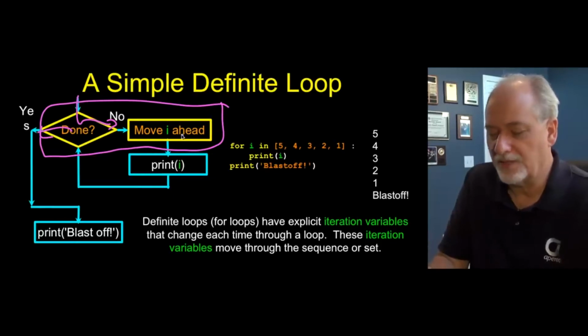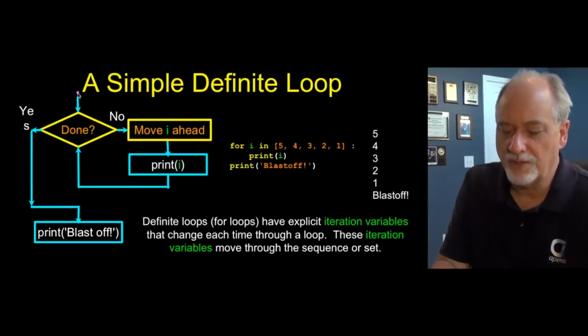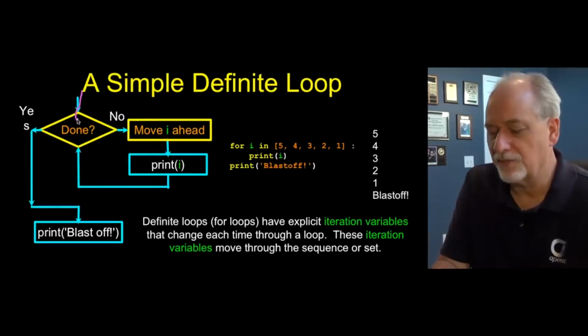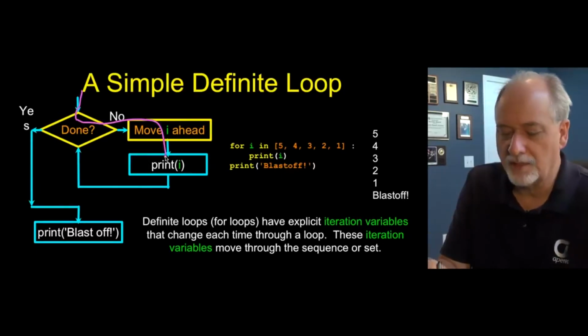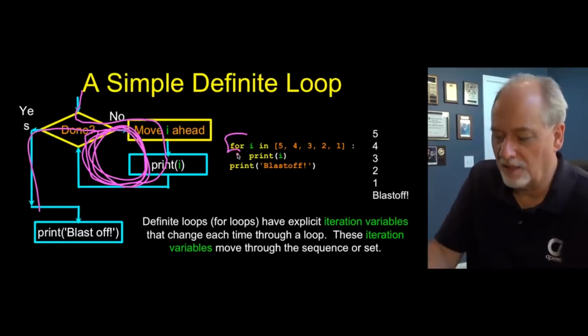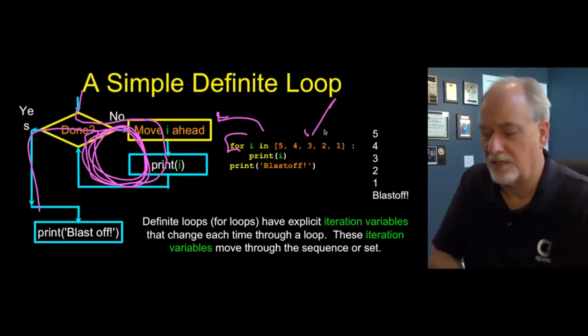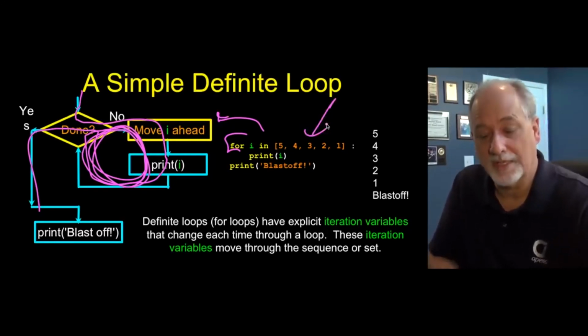So by using a for loop, are we done? No, we have 5 things to work on. Set it to the first one, run it. We're not done because we've got 1 more. Set it to the second one, third one, fourth one, fifth one, and now we're done. And that is all handled in a single line of code that includes the iteration variable and the set of things through which we are going to iterate.